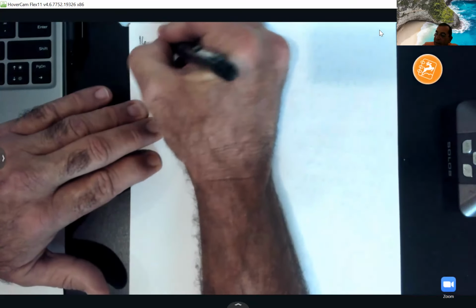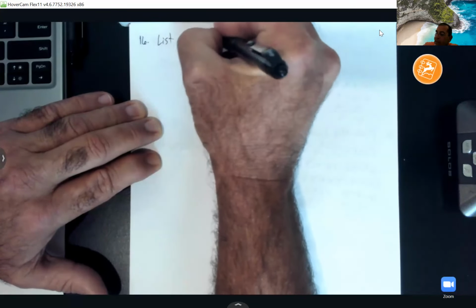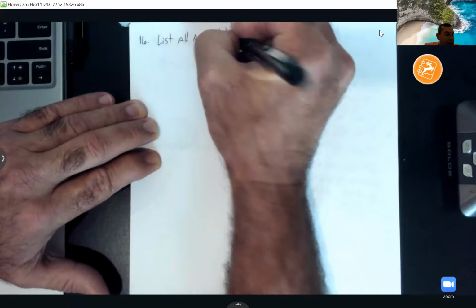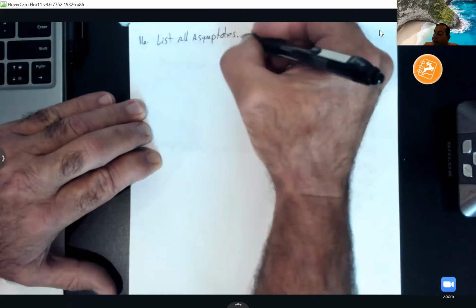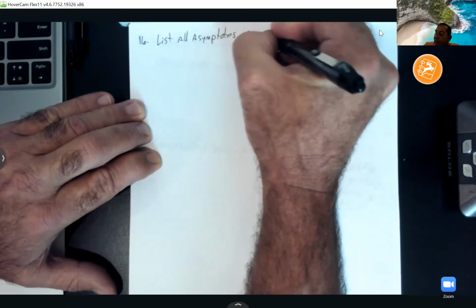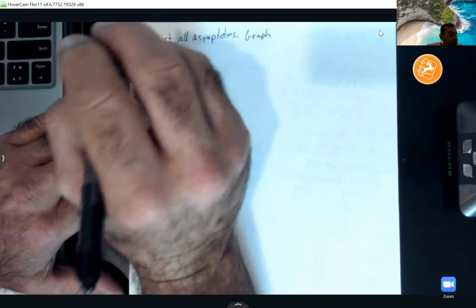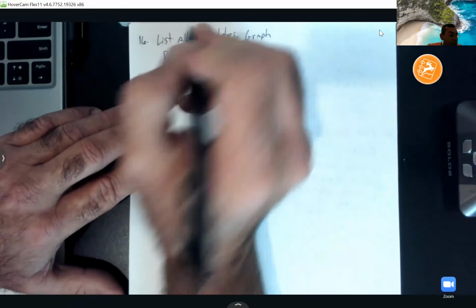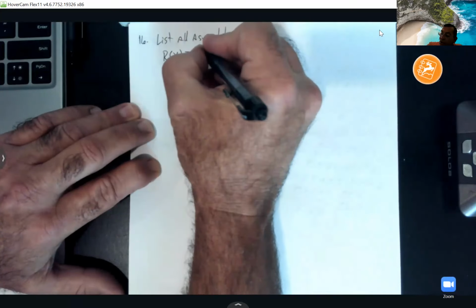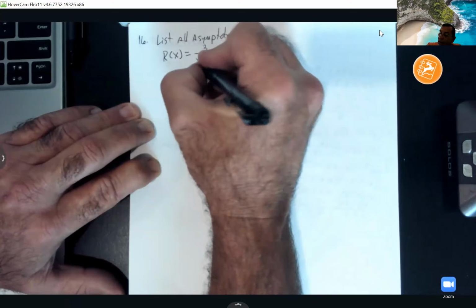All right, y'all. So 16 lists all asymptotes, and we'll choose which graph. So my function is r of x equals 3 over x squared minus 4.